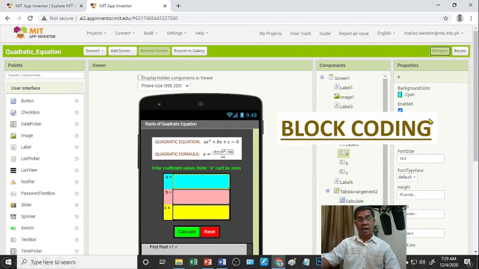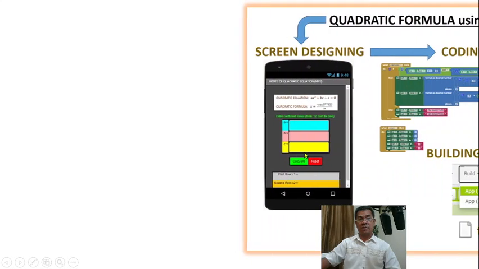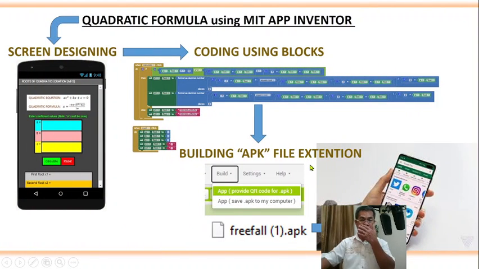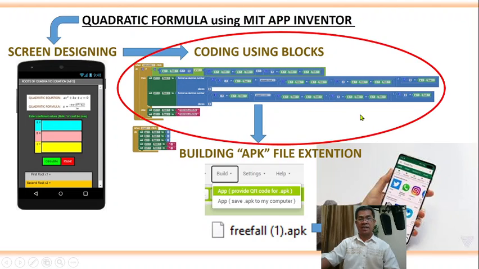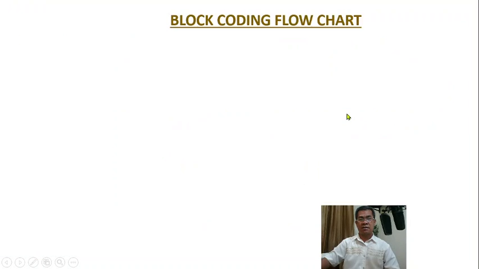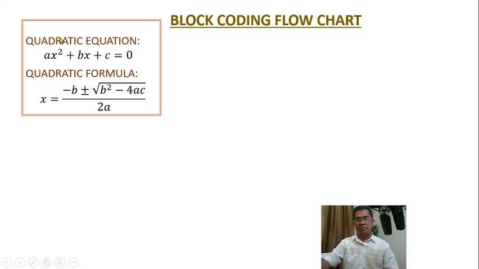Okay, blocking. Take note that we are done with designing, so we go to blocking. So what's inside the block, and what will we do in block coding? These are the flow charts. From our problem, the quadratic equations, we will provide the roots of x for the quadratic equations using the quadratic formula. So the flow must be what?